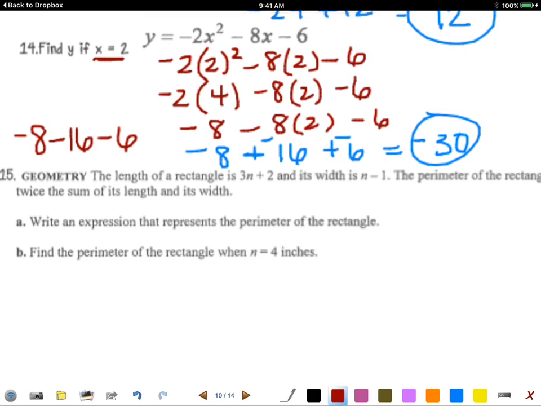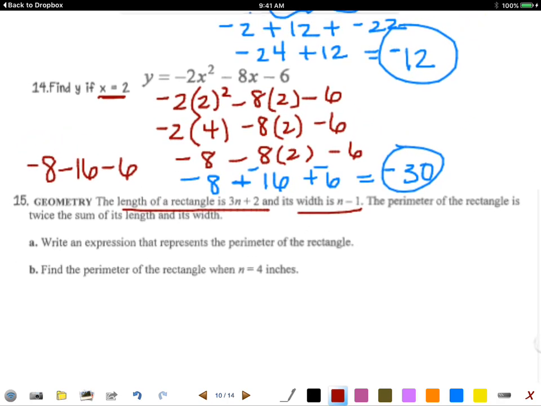Okay, last one, number 15, this little geometry problem. The length of a rectangle is 3n plus 2. The width is n minus 1. The perimeter of the rectangle is twice the sum of the length and the width. Write an expression that represents the perimeter. So before we write the expression, let's draw a picture. Draw a rectangle.